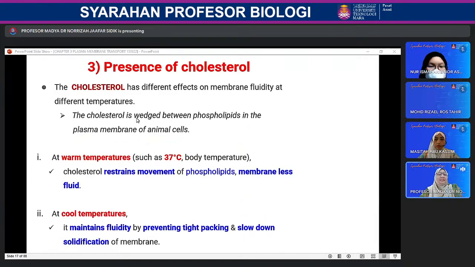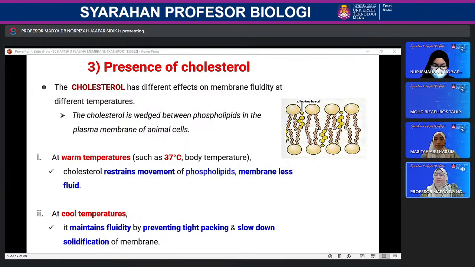The third factor is the presence of cholesterol. So where can you find the cholesterol? If you look here, the cholesterol lies between the phospholipids. It's like a sandwich here. So the cholesterol is between phospholipids in the plasma membrane of animal cells. During warm temperature, for example 37 degrees Celsius, this cholesterol will restrain the movement of phospholipids. So the membrane will become less fluid.